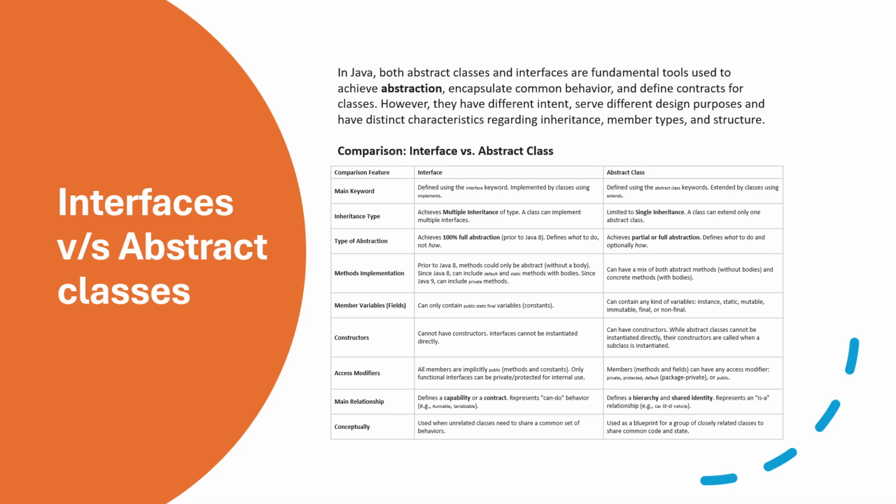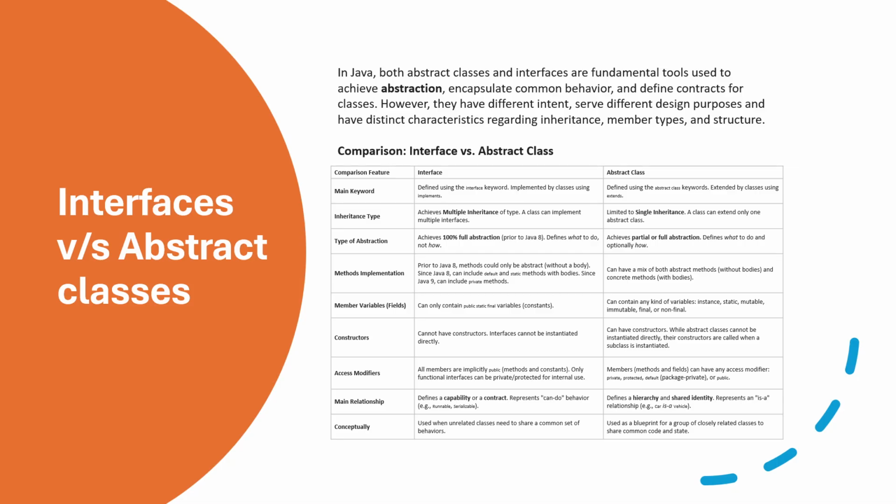Next feature is constructors. Interfaces cannot have constructors and they cannot be instantiated directly, while abstract classes can have constructors, but they also cannot be instantiated directly. Their constructors are called when a subclass is instantiated.